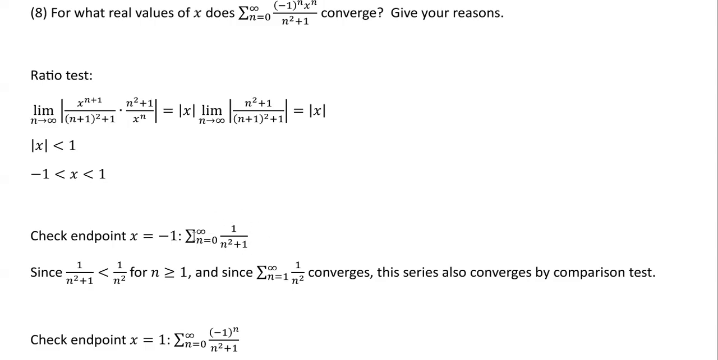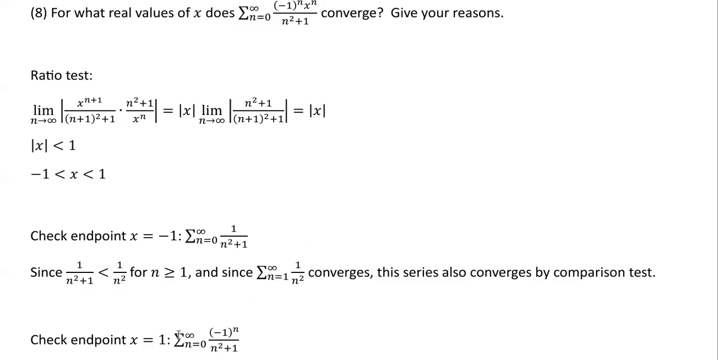Hopefully you have some intuition that this should converge, and you could do a limit comparison test or even a direct comparison test, because 1 over n squared plus 1 is less than 1 over n squared for n greater than or equal to 1. And since we know this converges, this series, since it's smaller, also converges by the comparison test.